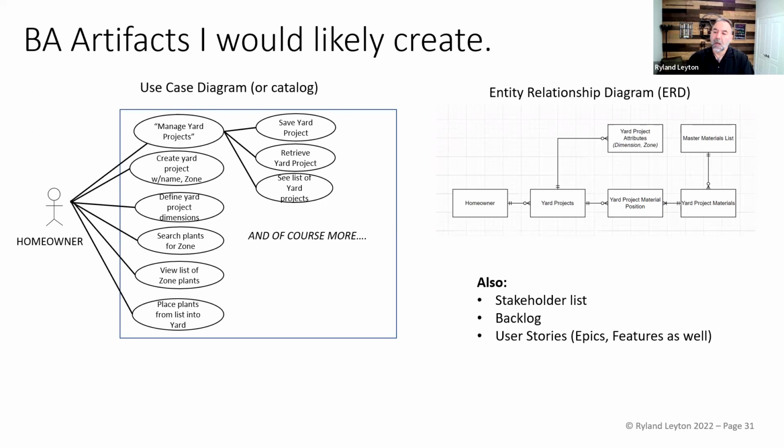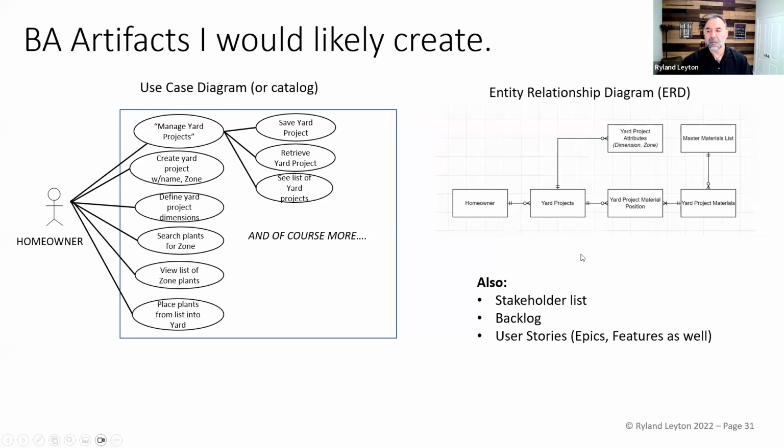Okay. I might need an entity relationship diagram. I probably will. I want to start to be able to talk about things in a way that shows cardinality and lets me think about the objects in the universe that I want to deal with, right? A homeowner will have many yard projects. A yard project will have a number of yard project attributes about it.